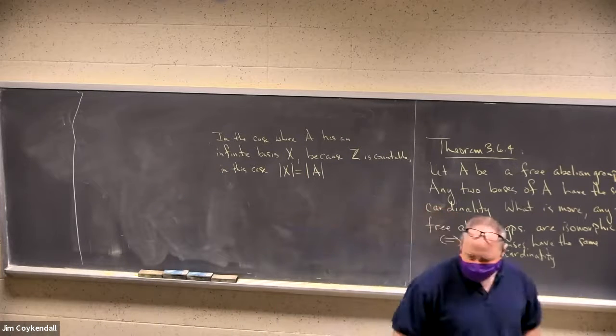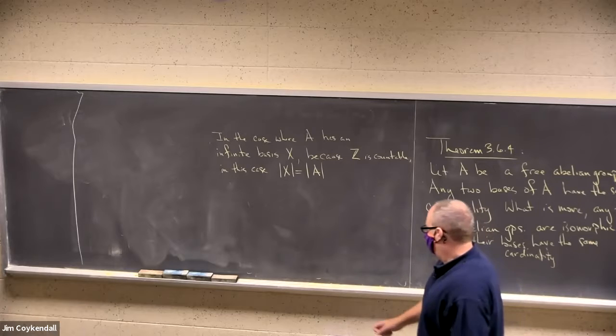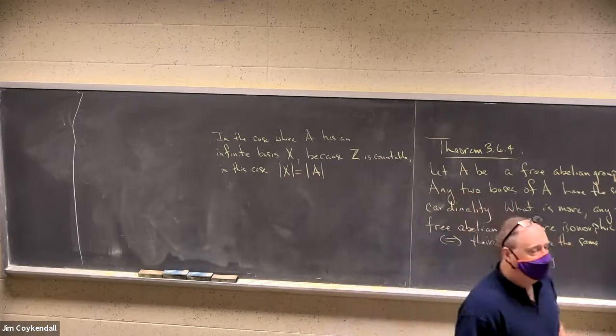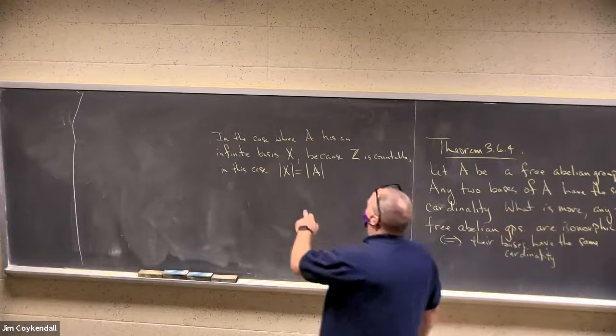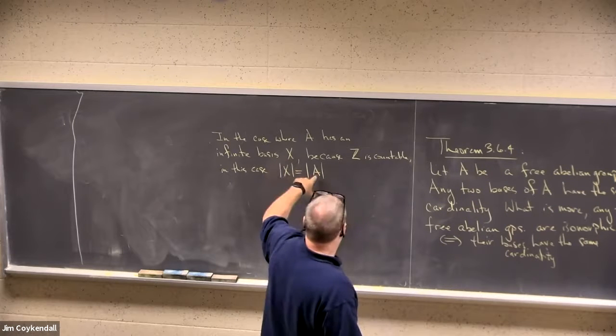So in this case, the cardinality of the free abelian group is the same size as the cardinality of the basis, right? This distinguishes it from finite cases. But for example, if A has an infinite basis, then every basis should be infinite. And the smallest that X can be is countable. And since Z is countable, when you have countably many copies of Z, it's countable.